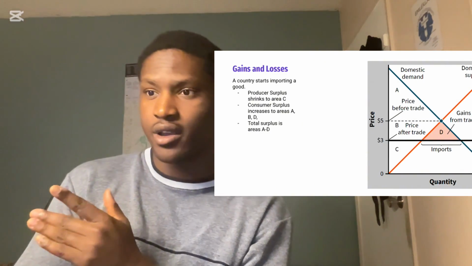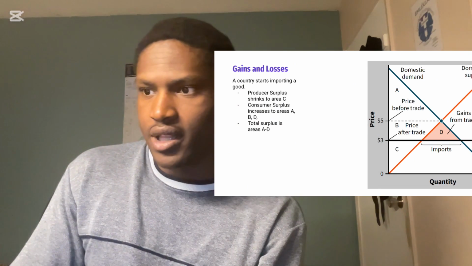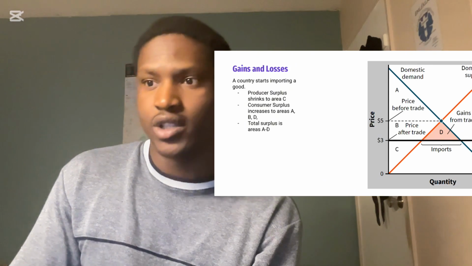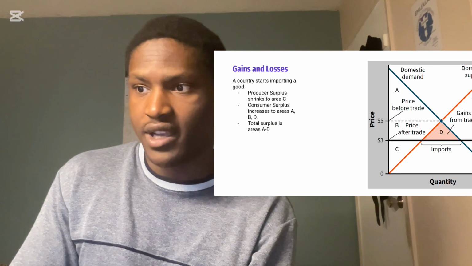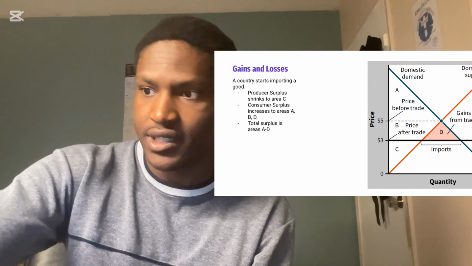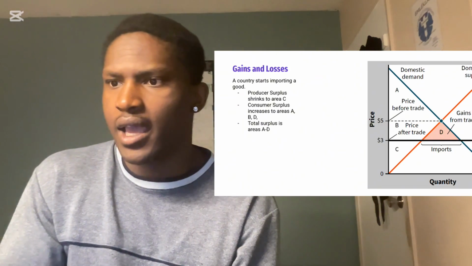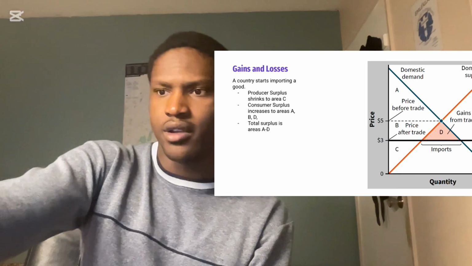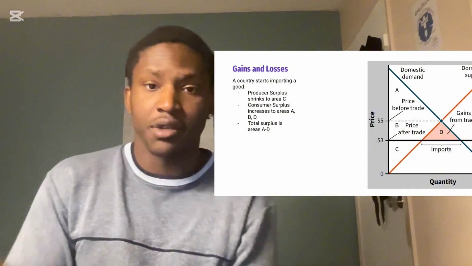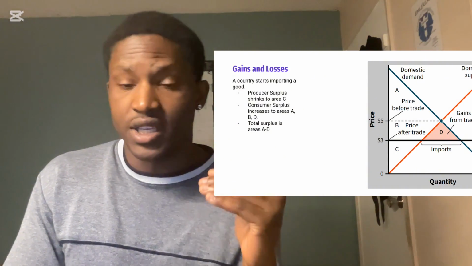So in this graph here, we see that as they start importing a good, the world price is $3, the domestic price is $5. So producer surplus shrinks to area C because that price is how much they can get, essentially. And consumer surplus increases to areas A, B, and D. But the total surplus overall is areas A, B, C, and D.